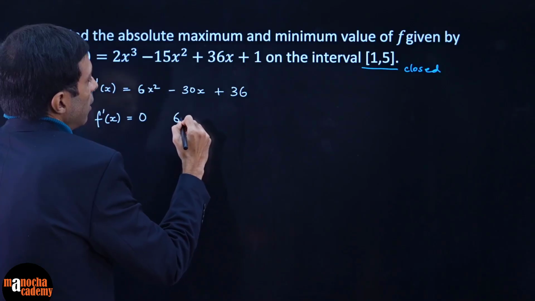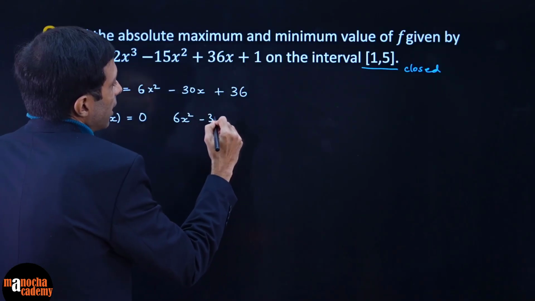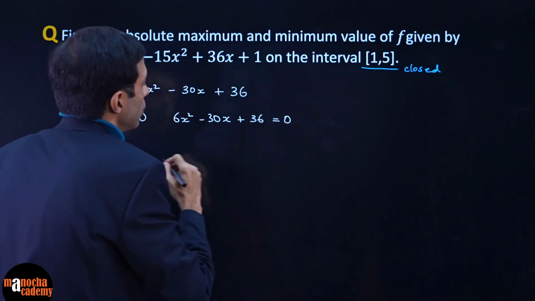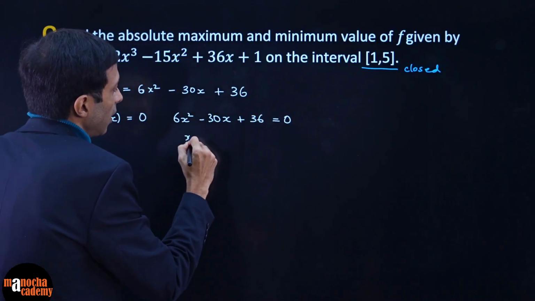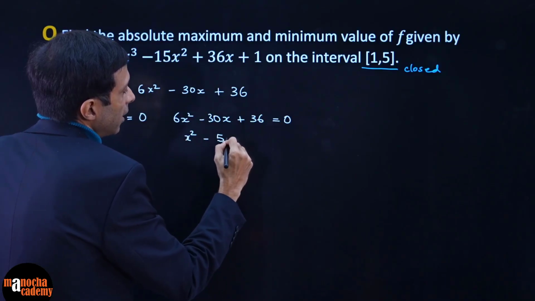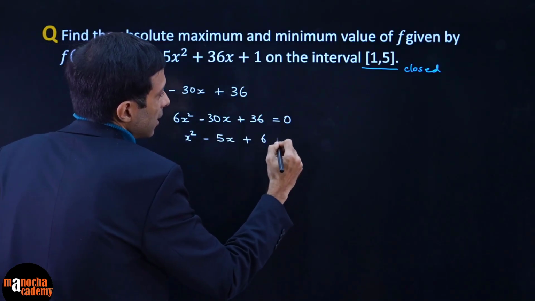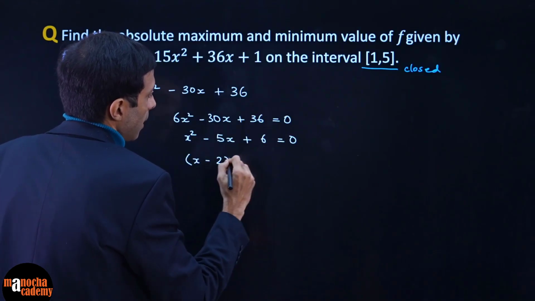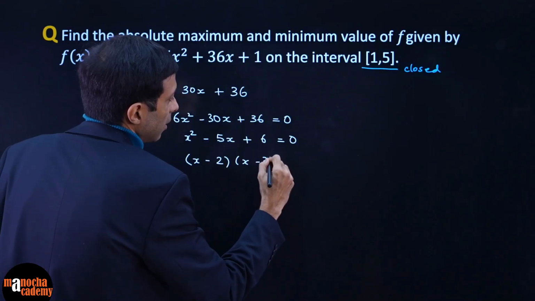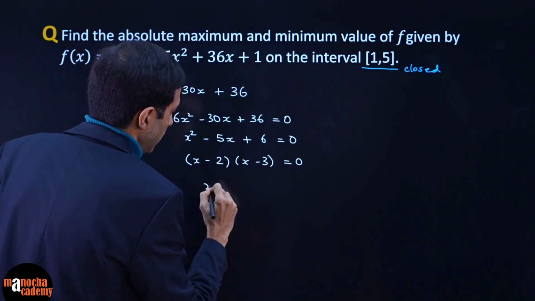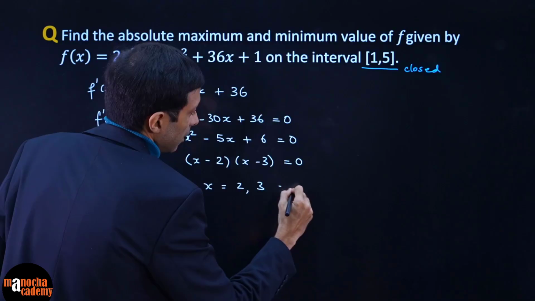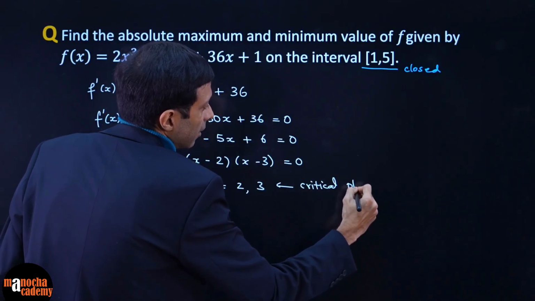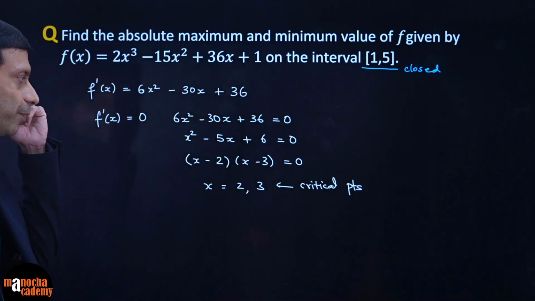So 6x square minus 30x plus 36 equal to 0. So you can divide throughout by 6. I think we'll get x square minus 5x plus 6 equal to 0, which means x minus 2 times x minus 3 equal to 0. So x equal to 2, 3. These are my critical points. Do you guys agree? These are our critical points, 2, 3.